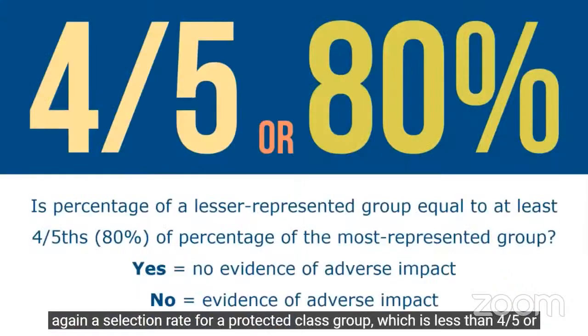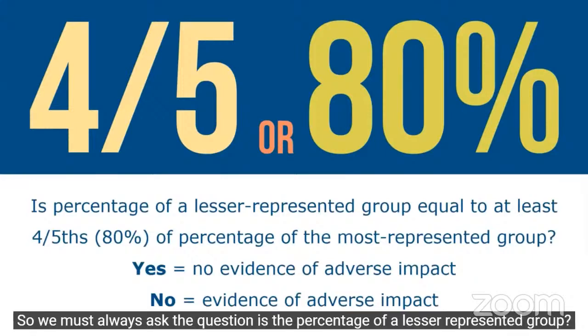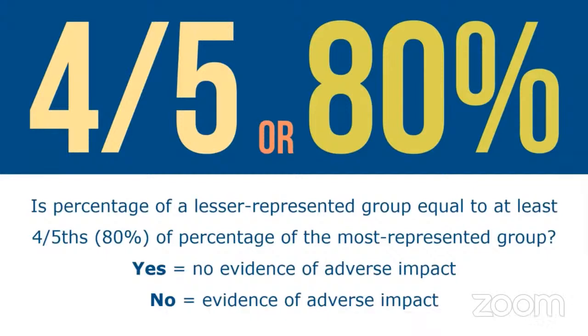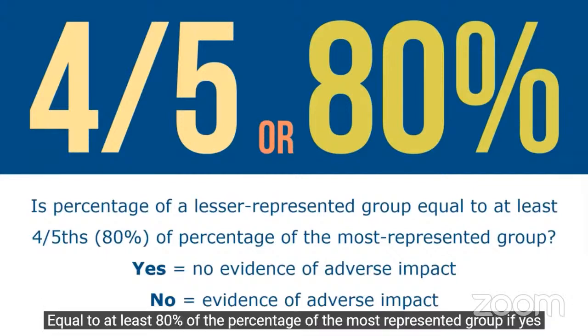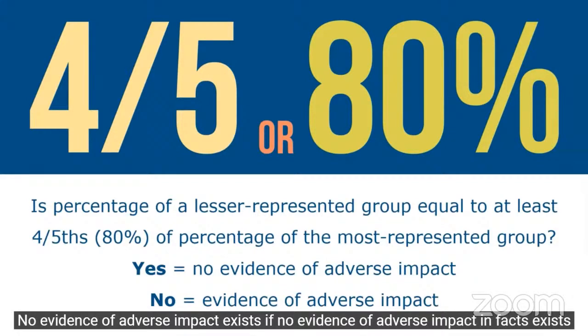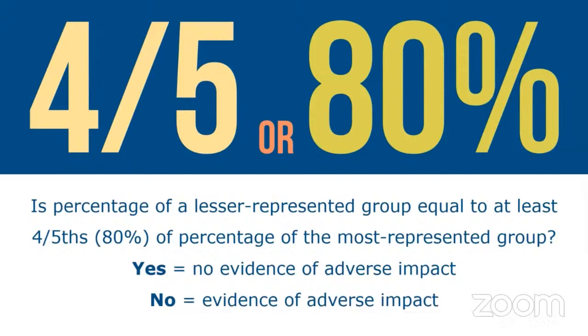Again, a selection rate for a protected class group which is less than 4/5 or 80% of the rate for the group with the highest rate indicates adverse impact. So we must always ask the question, is the percentage of a lesser represented group equal to at least 80% of the percentage of the most represented group? If yes, no evidence of adverse impact exists. If no, evidence of adverse impact in fact exists.